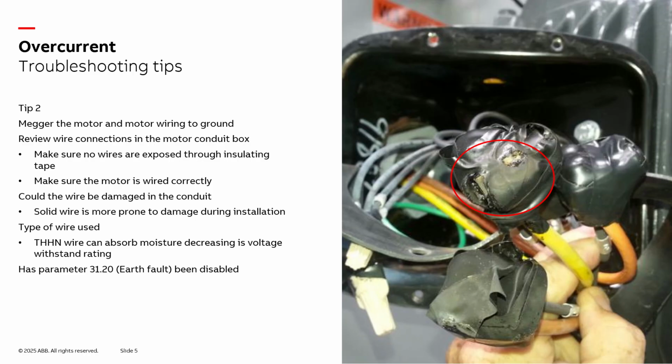Another option is you could pull the existing motor wiring out of the conduit and try doing a visual inspection. Sometimes, though, these little nicks and cracks in the wire can be hard to see with the naked eye.